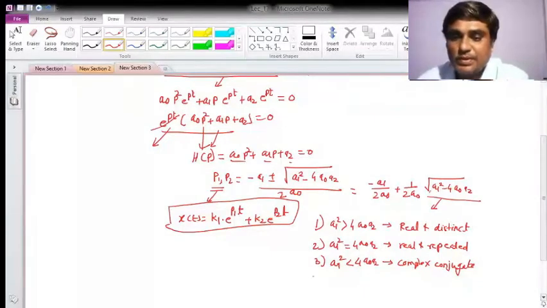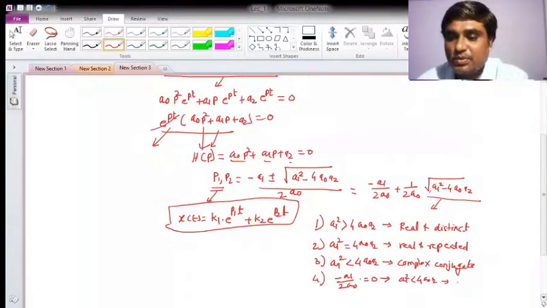And let's say minus a1 upon 2a0 is equal to 0, so there is no real part. Assume that, and a1 squared is less than 4a0a2, then the roots will be only imaginary.